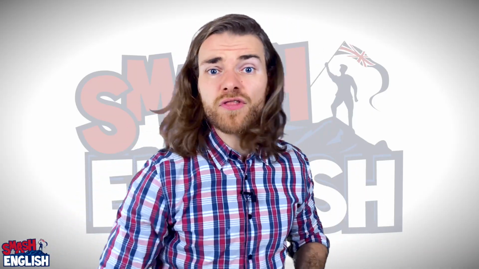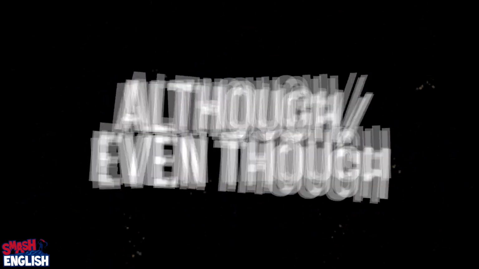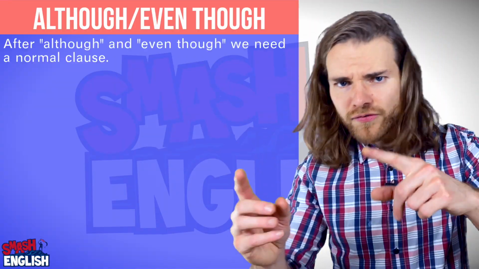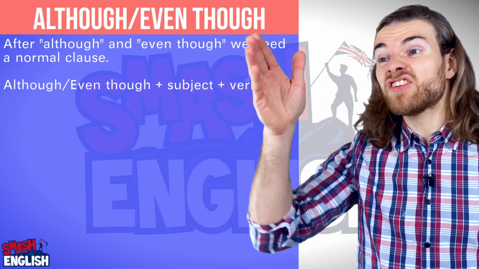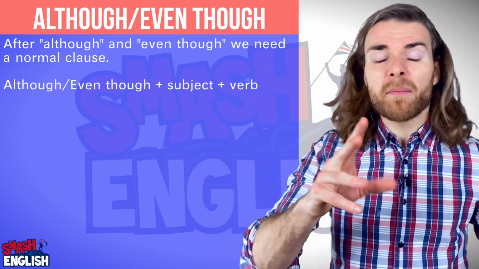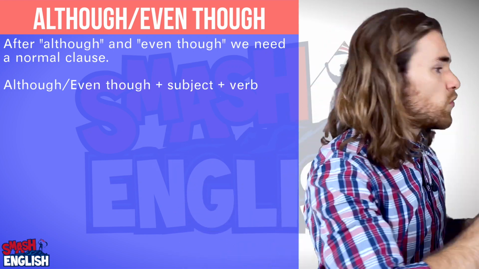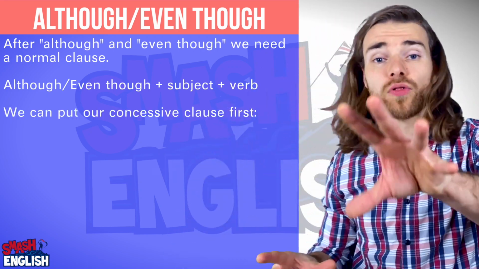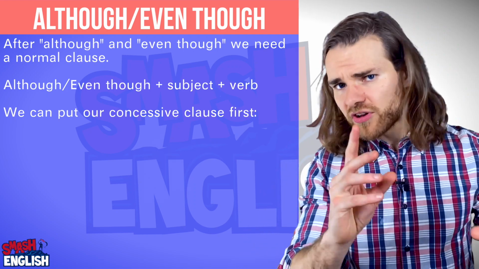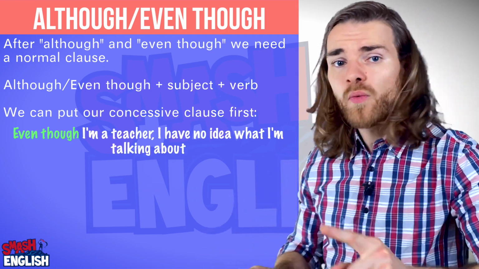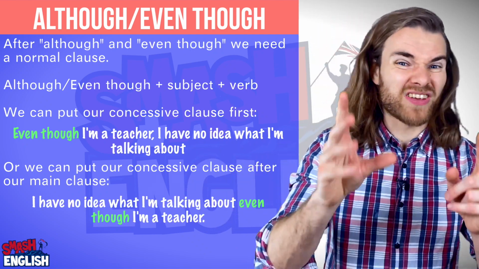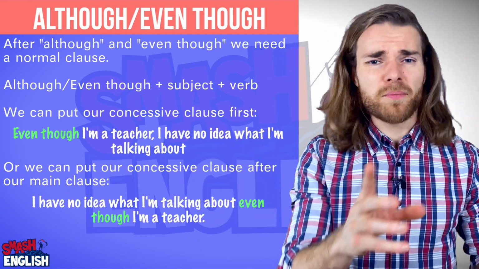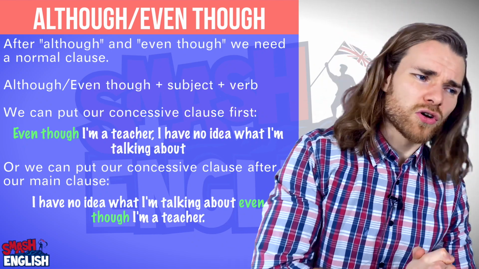So then, let's start with although and even though. Remember, after although and even though, we need a normal sentence, a subject and a verb. Although, even though, plus a subject. We can either start a sentence with although or even though by putting our concessive clause first, or we can put although or even though in the middle of a sentence by putting our concessive clause after the main clause.